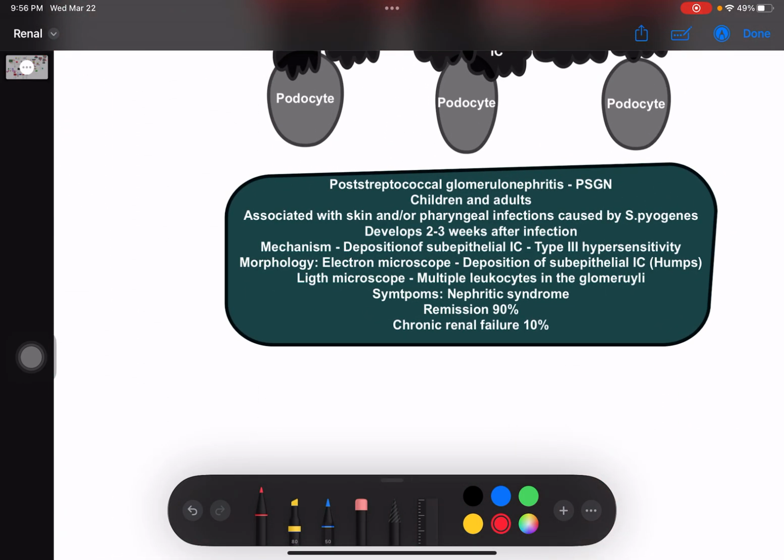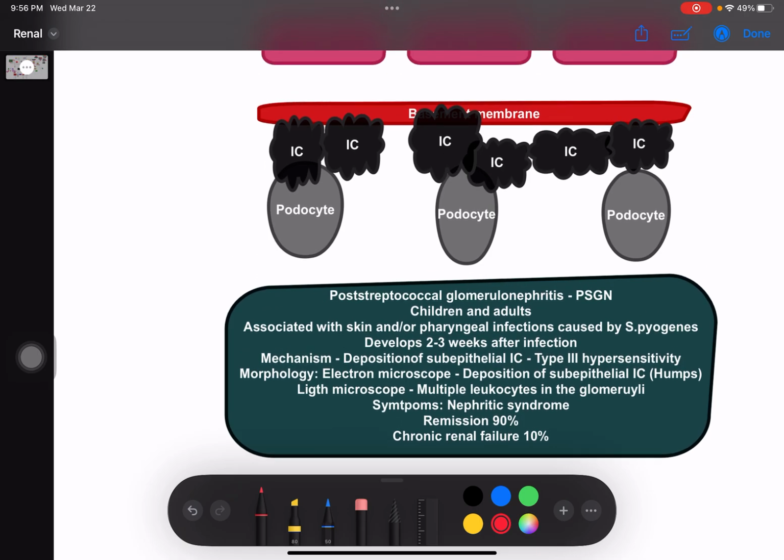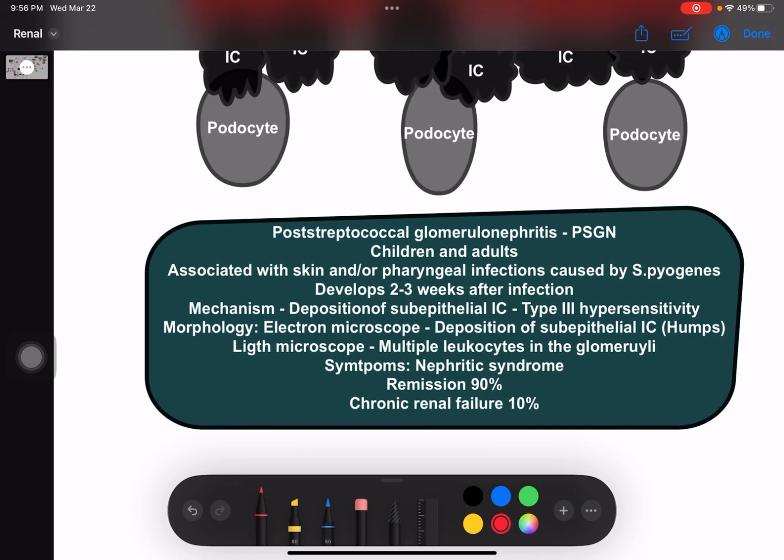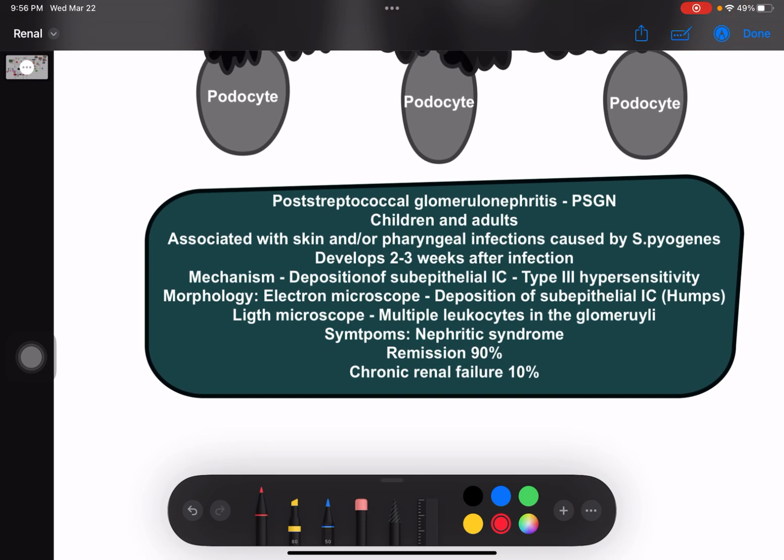And the last glomerulonephritis is going to be post-streptococcal glomerulonephritis, which is after infection with Streptococcus pyogenes, usually associated with skin. It mostly affects children, but it can also affect adults. It is associated either with skin, most commonly, or pharyngeal infections caused by Streptococcus pyogenes, and it develops usually 2 to 3 weeks after infection, right?